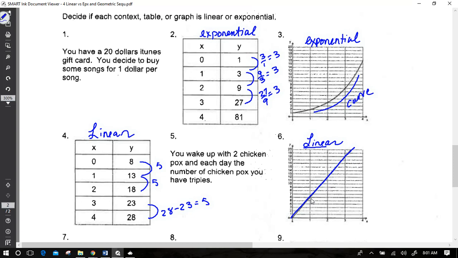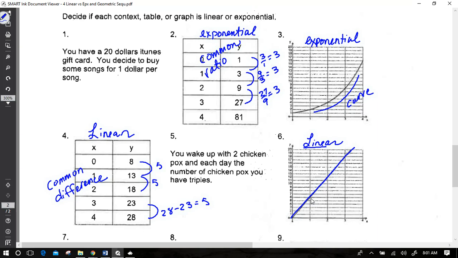So linear has a common difference, and exponential has a common ratio. Remember, a ratio is in fraction form for us. All right, so we've done it from a graph, we've done it from some tables, and now we're about to do it from word problems.